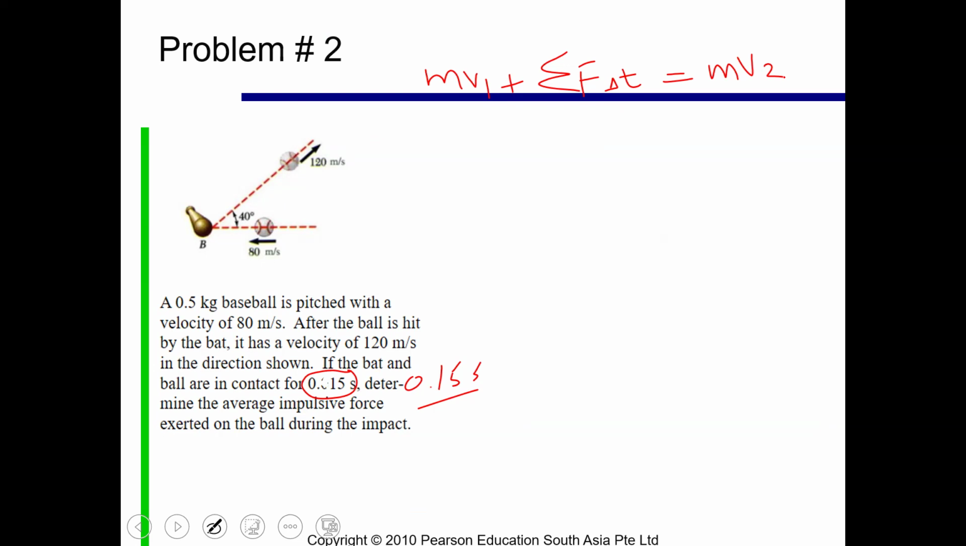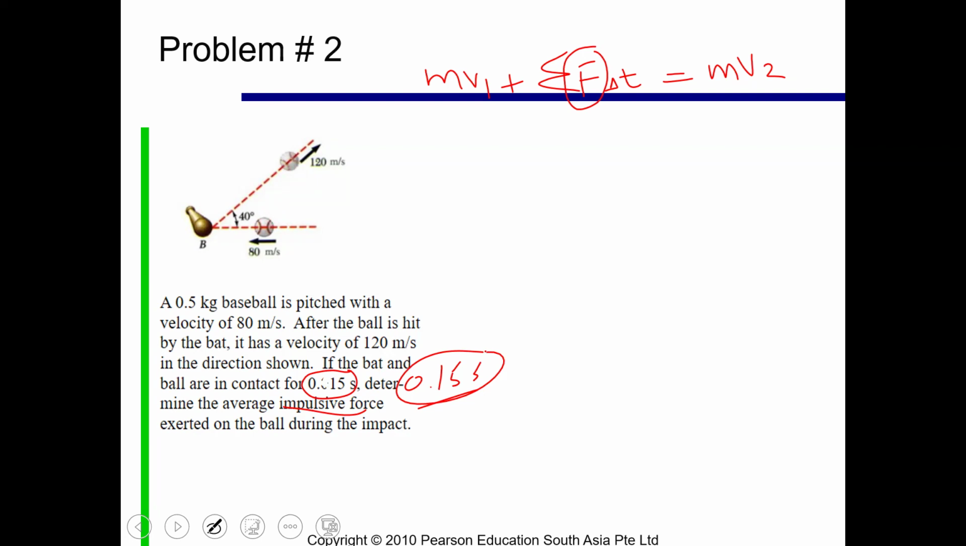First, tell me what is the question asking? What do you need to calculate? What do you need to determine in this question? Because here velocities are provided. Initial velocity is provided, final velocity is provided. So what is needed here? Impulse. What is the average impulsive force? So technically, what is that force which is in the impulse? Because time is also provided, right? Time 0.15 second is provided to you.